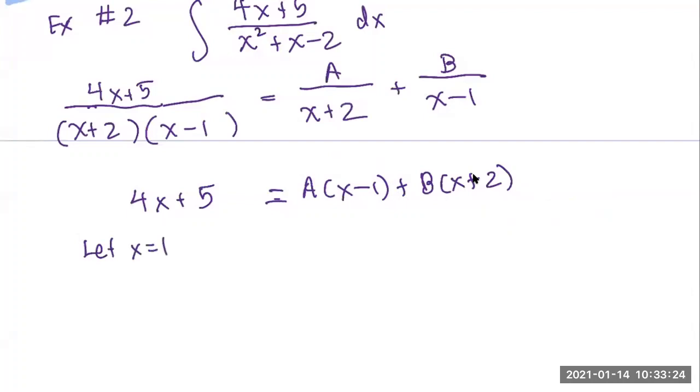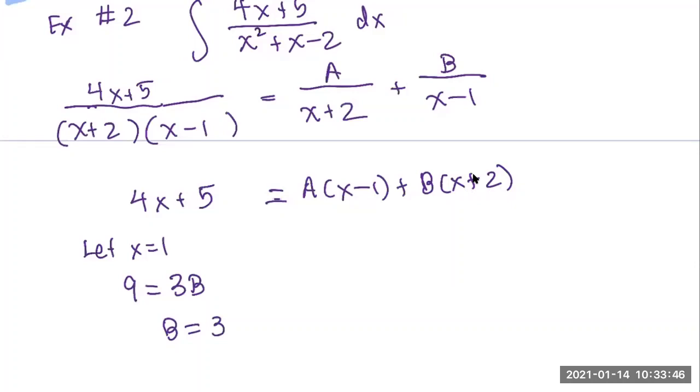When I do that, 1 goes into the left-hand side and I get 4 plus 5, which is 9. Again, the A gets eliminated, and then 1 plus 2 is 3. So then I'm left with 3B. So then B is equal to 3. Okay, so now you move on to finding the other variable.